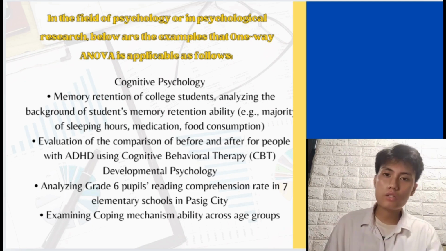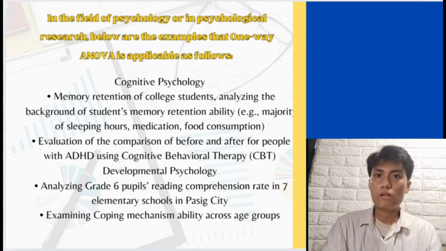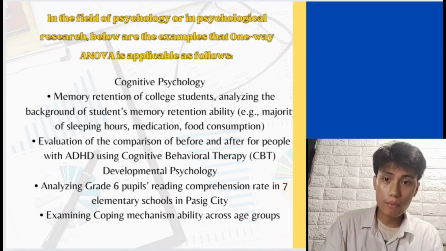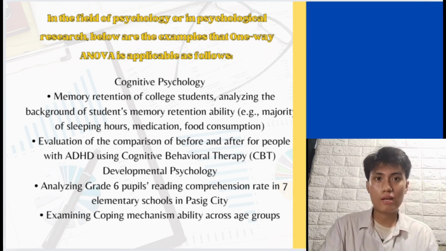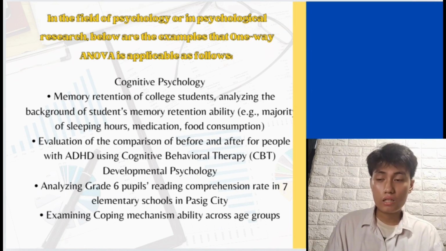In cognitive psychology, which focuses on cognitive abilities, this one-way ANOVA is applicable to psychological research. For instance, the memory retention of college students. Therefore, analyzing the students' memory retention ability, in the example given, based on sleeping hours, medication, or food consumption.